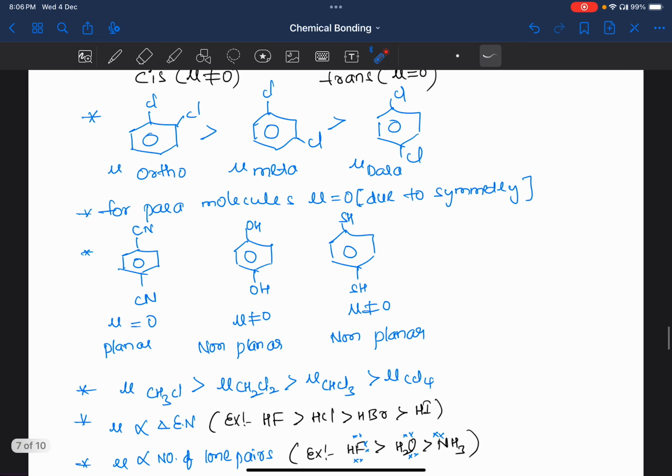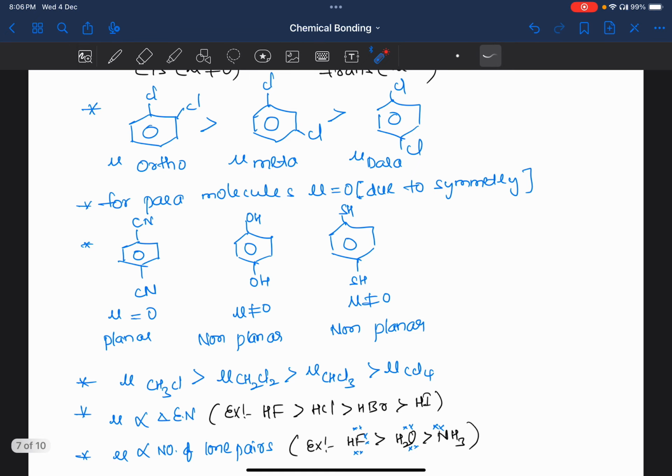Next, again different molecules are given. In these molecules, I just mentioned that mu is equal to 0 or not equal to 0. For this molecule, mu is equal to 0. Why? Because it has a symmetrical structure. In these compounds also a symmetrical structure is there.